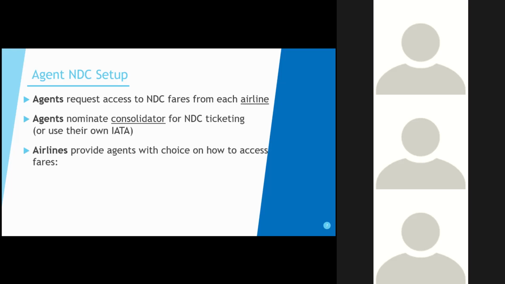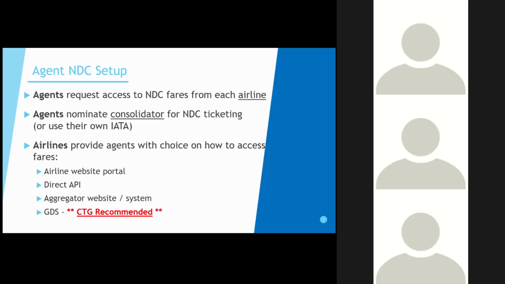Airlines will provide agents with a choice on how they want to access NDC fares, either via the airline portal or website, direct API if you're building your own system, via an aggregator system or website, or via the GDS. To use Quiktravel to issue NDC tickets, you must choose the GDS. And to make it easier to register, as you may have seen, we have introduced a Quiktravel NDC registration feature.